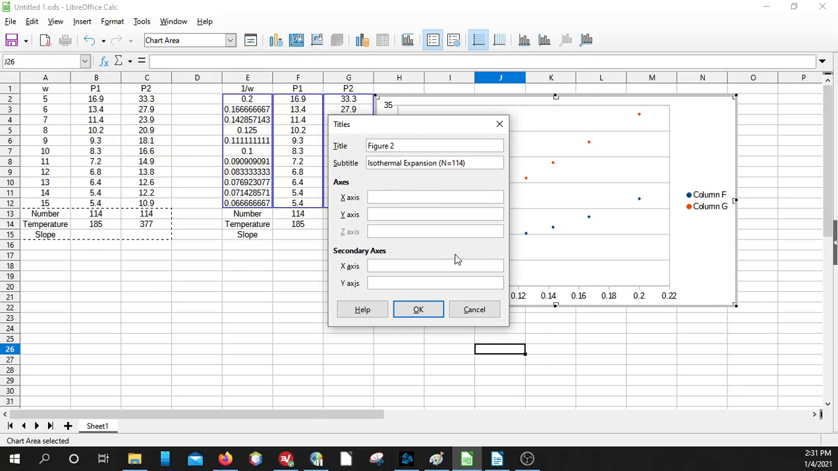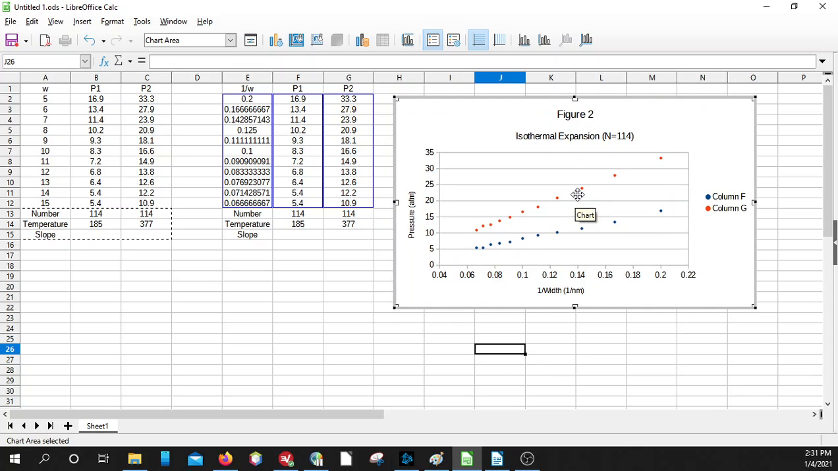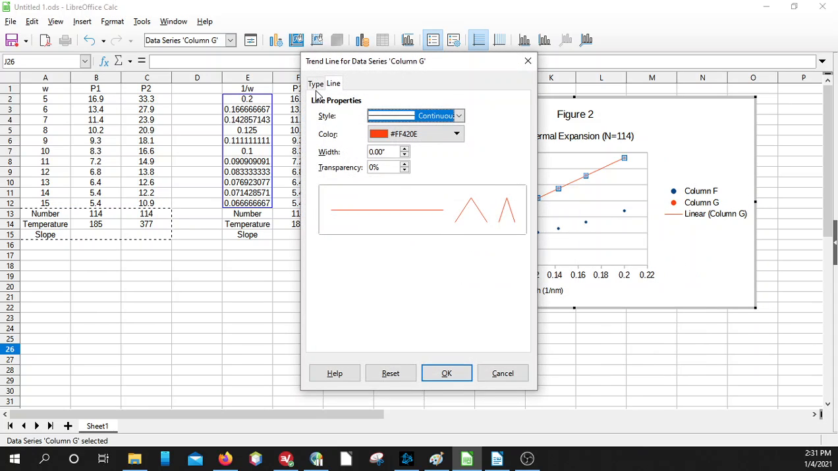Now, our x-axis, this is 1 over width, and the units are 1 over nanometers. So it doesn't look right, but that's what it is. And again, pressure in atmospheres, and let's click OK. So now we have our graph, but a very important thing from here, we want to insert these trend lines. We want to put a best fit line in. So I'm going to select these data points and right click and say insert trend line.